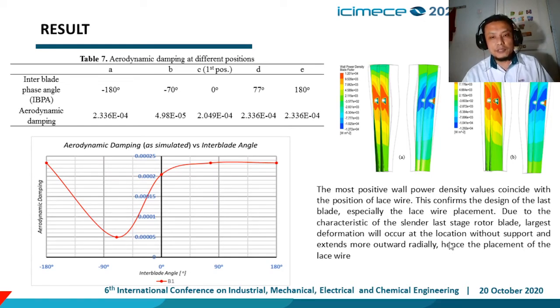The most positive wall power density value coincides with the position of the lashing wire here. This confirms the design of the last blade, especially the lashing wire placement. Due to the characteristic of the slender last blade rotor blade, largest deformation will occur at the location without support and extending more outward radially, hence the placement of the lashing wire.